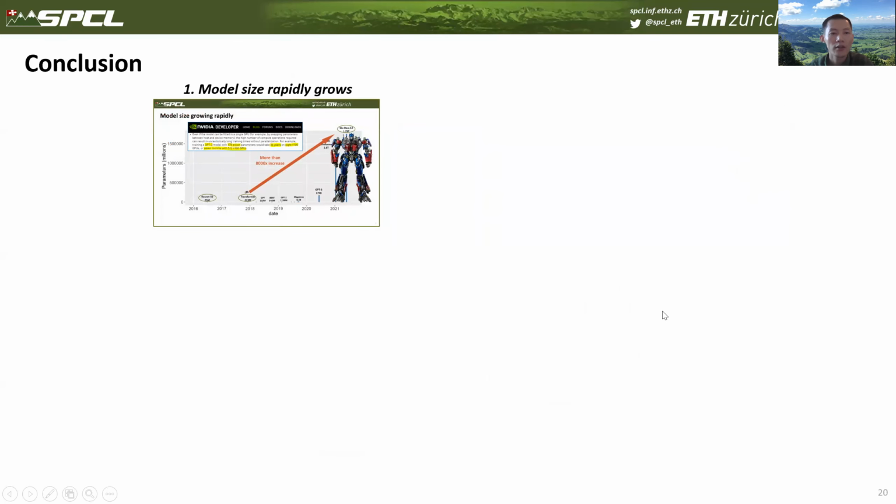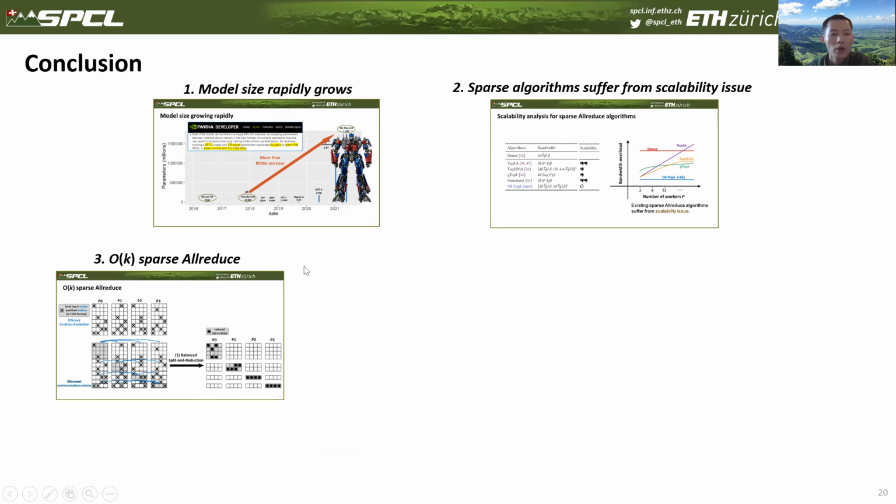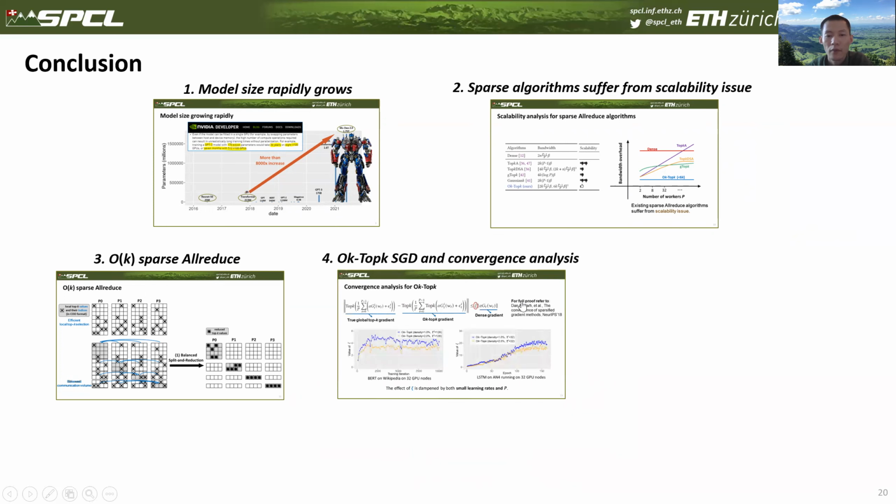At last, I conclude this work. First, we show that the model size is growing exponentially. And to reduce the communication overhead, people propose to use top K SGD. However, the sparse Allreduce algorithm is not scalable. Therefore, we propose our own algorithm, OK sparse Allreduce. It incurs less than 6k communication overhead, which is more scalable than the other algorithms. Next, we present OK top K SGD and analyze its convergence.